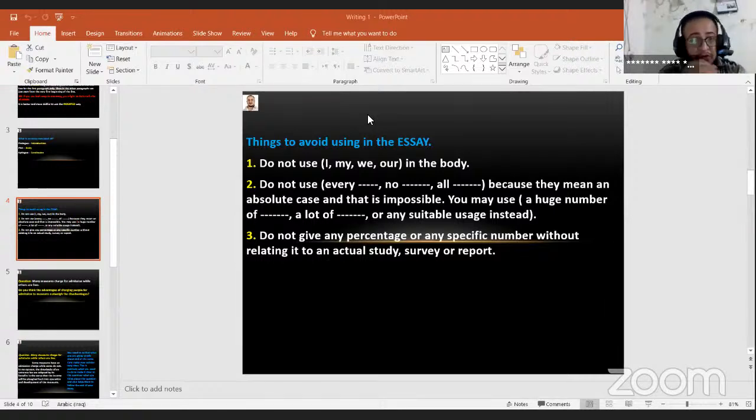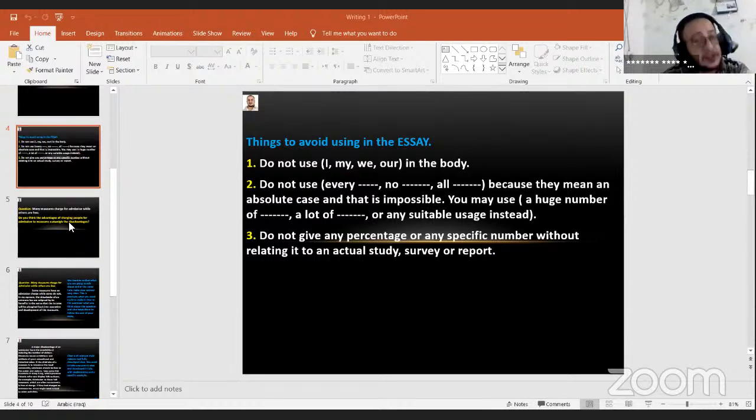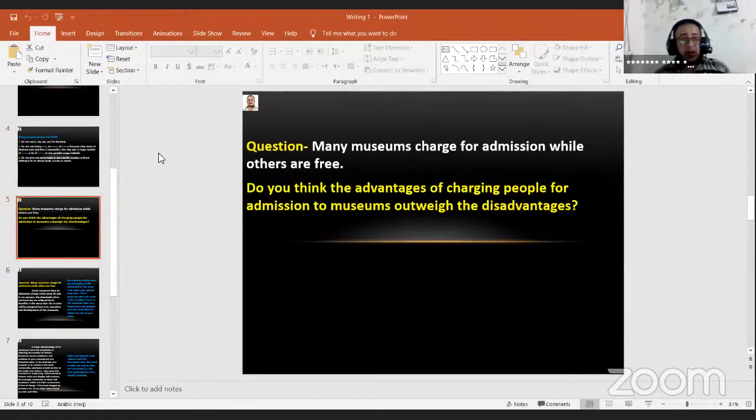Number 4, which is not written here: do not abbreviate in your writing. Never. For example, don't write he's, H-E-'-S. No, write he is as two separated words. That's really important in the writing because you are writing officially. Now, let's come to explain how to write the introduction, the body, and the conclusion.